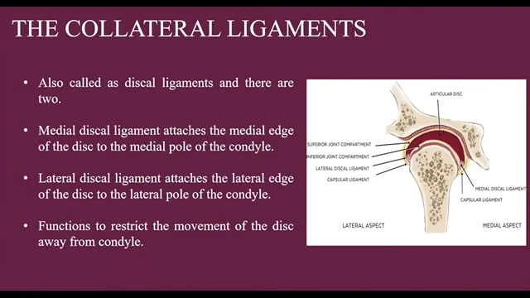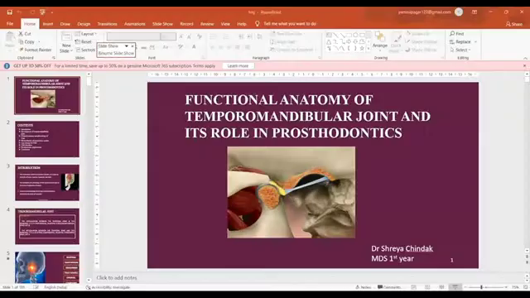The collateral ligaments are also known as the discal ligaments, and they are 2 in number. The medial discal ligament is attached to the medial edge of the disc and the medial pole of the condyle. And the lateral discal ligament is attached to the lateral edge of the disc and to the lateral pole of the condyle. The function of the discal ligaments is to restrict the movement of the disc away from the condyle. The discal ligaments are true ligaments composed of collagenous connective tissue fibers. Therefore, they do not stretch.